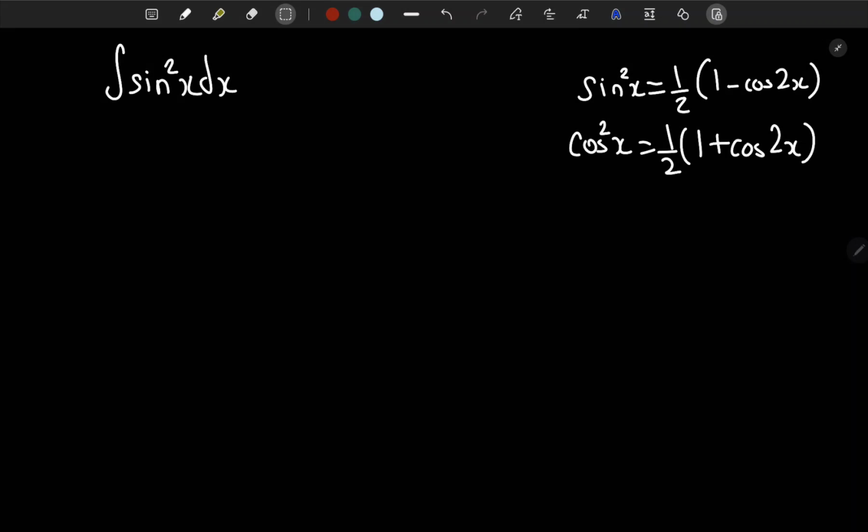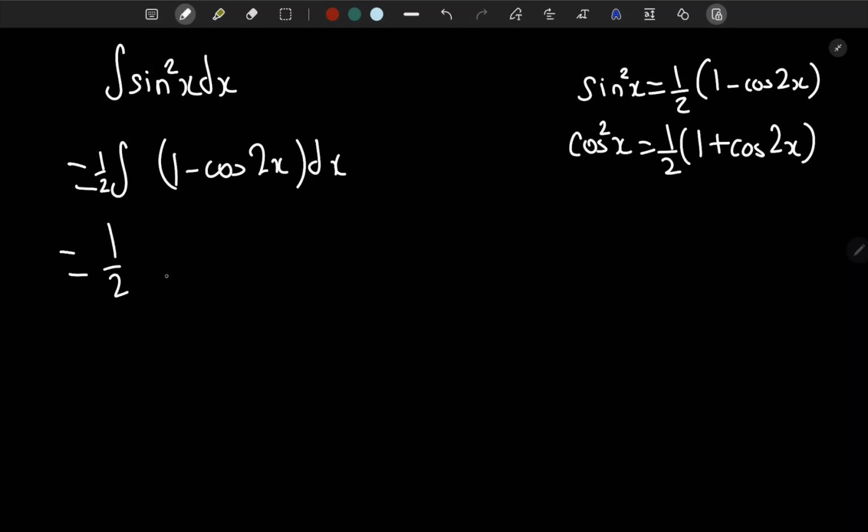So sine squared x is equal to half into 1 minus cosine 2x. Let's replace that here. So integral of half into 1 minus cosine 2x. Let's bring the half outside so it's easier to integrate.